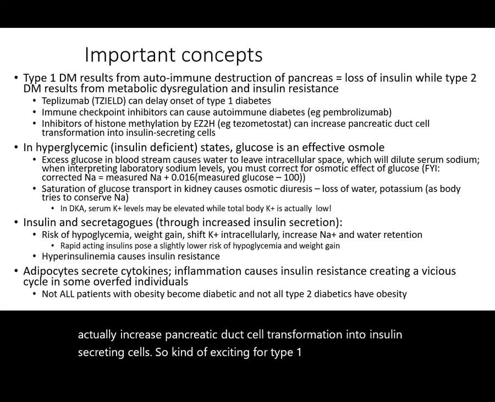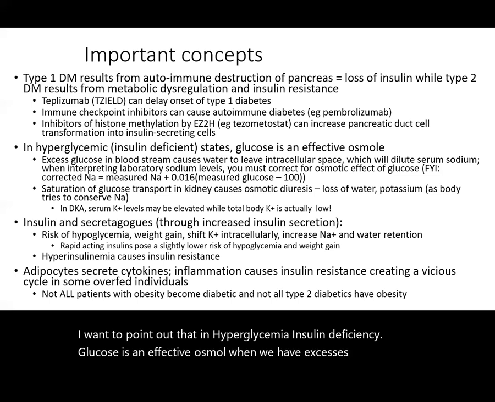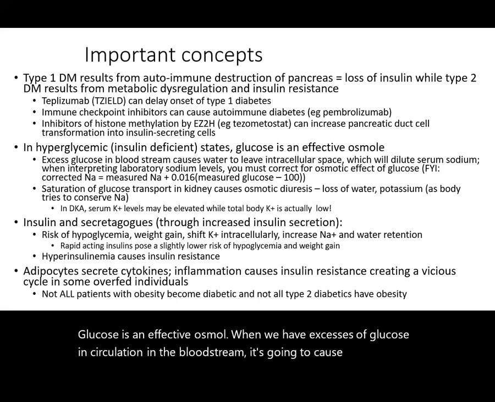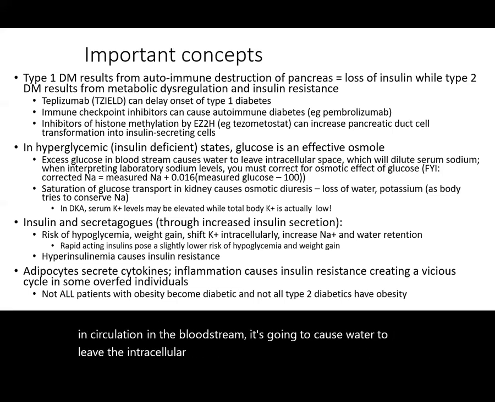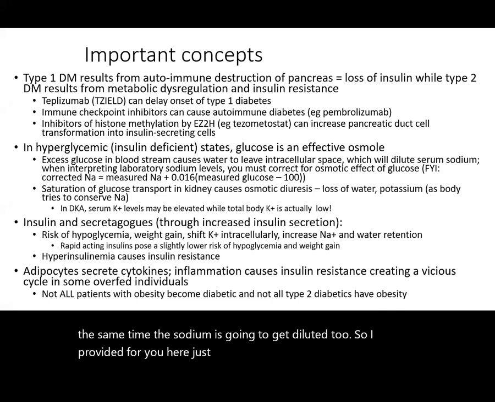I want to point out that in hyperglycemia, insulin deficiency, glucose is an effective osmole. When we have excesses of glucose in circulation in the bloodstream, it's going to cause water to leave the intracellular compartment to dilute the glucose. But at the same time, the sodium is going to get diluted too. So I provided for you here just FYI how we correct serum sodium concentrations in a patient who's hyperglycemic.